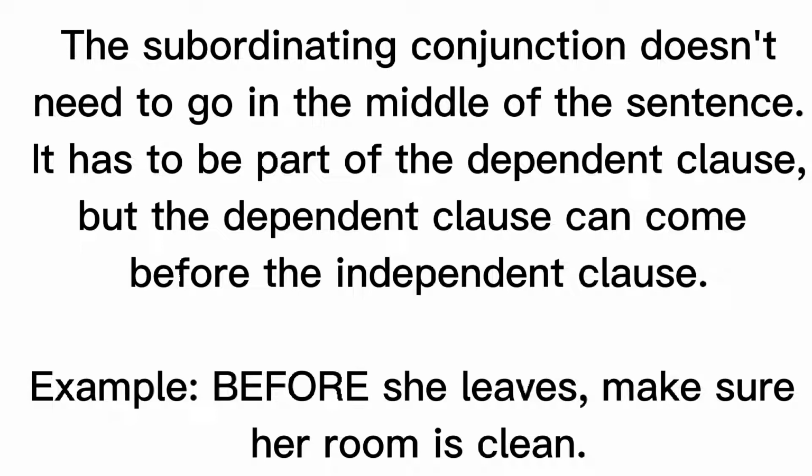The subordinating conjunction doesn't need to go in the middle of the sentence. It has to be part of the dependent clause. But the dependent clause can come before the independent clause. Example: Before she leaves, make sure her room is clean.